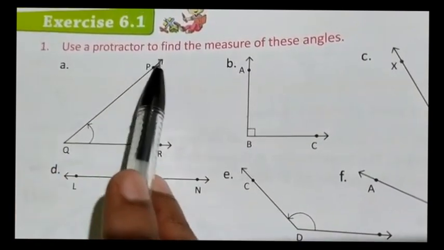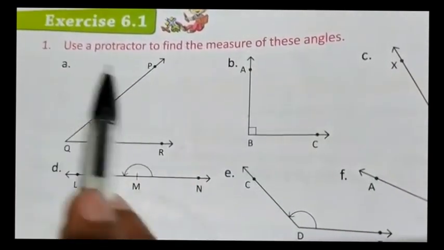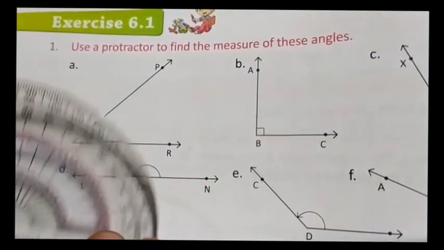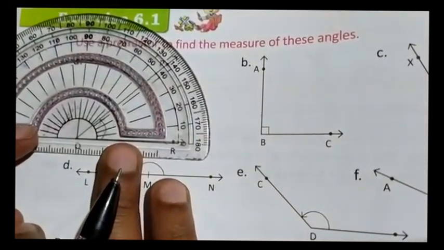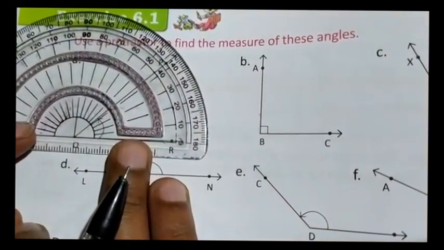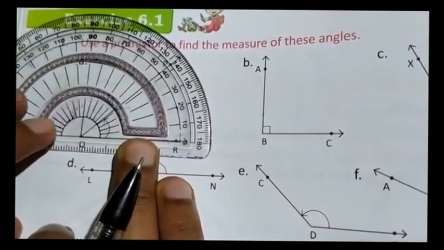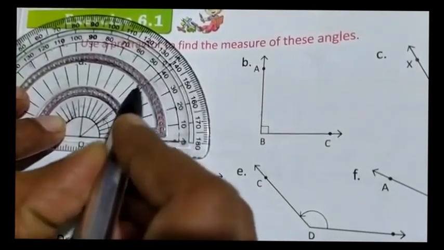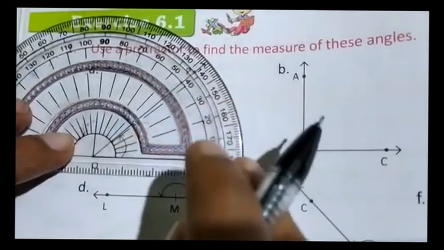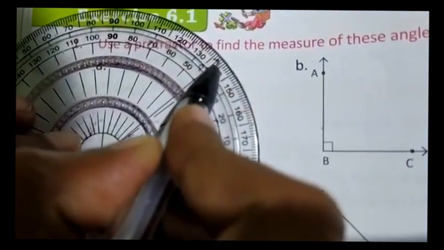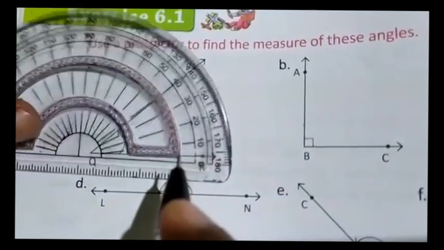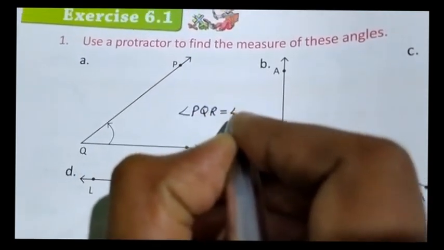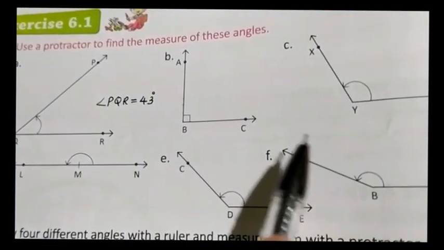Now children, moving to exercise 6.1, question number 1. Use a protractor to find the measure of these angles. A. You have to find angle PQR. So place the protractor like this. Then note down the measure. Here 0, 10, 20, 30, 40. Then here we can see that the line is in 41, 42, 43. So we can say that angle PQR equals 43 degree. Like this, you have to do this work.